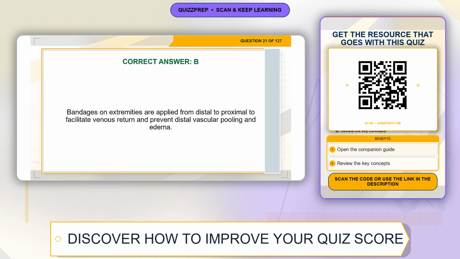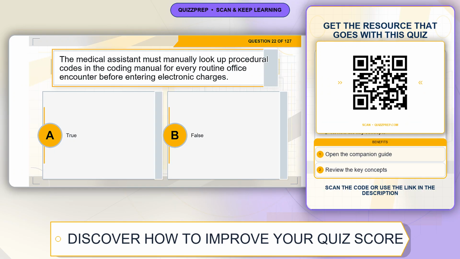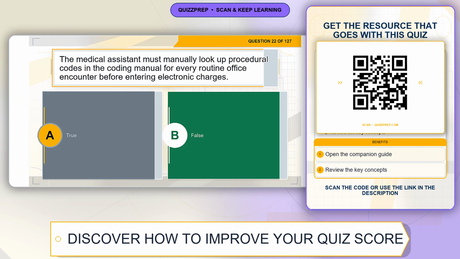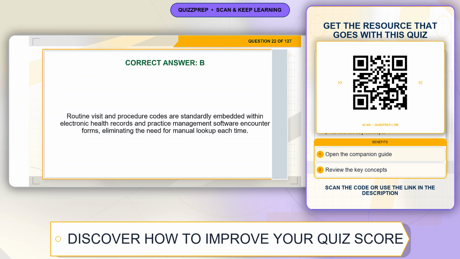Explanation. Bandages on extremities are applied from distal to proximal to facilitate venous return and prevent distal vascular pooling and edema. Question 22. The medical assistant must manually look up procedural codes in the coding manual for every routine office encounter before entering electronic charges. Option A, true. Option B, false. The correct answer is option B, false. Explanation. Routine visit and procedure codes are standardly embedded within electronic health records and practice management software encounter forms, eliminating the need for manual lookup each time.